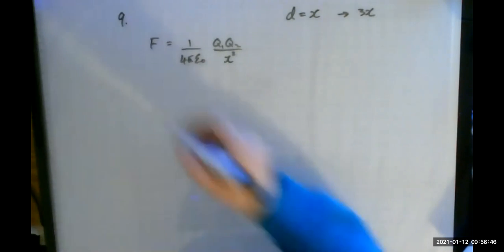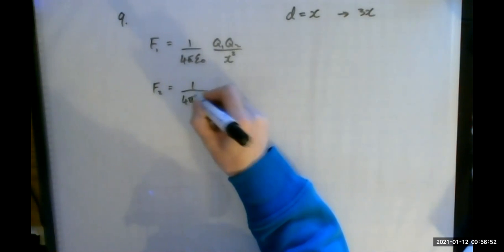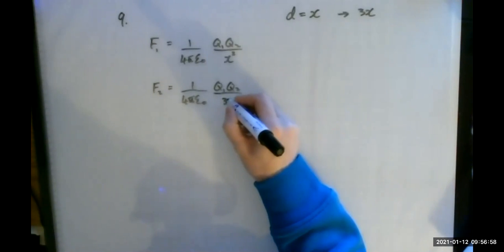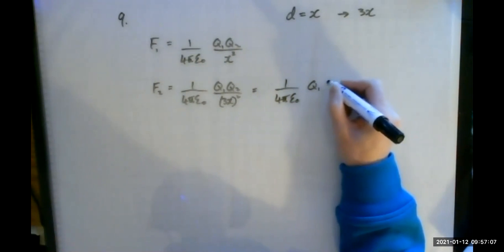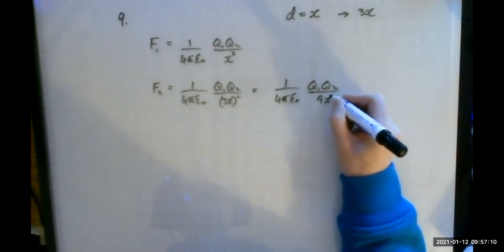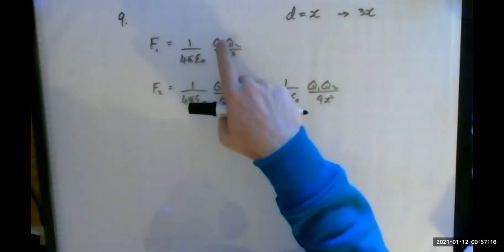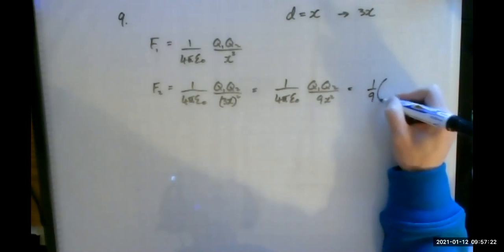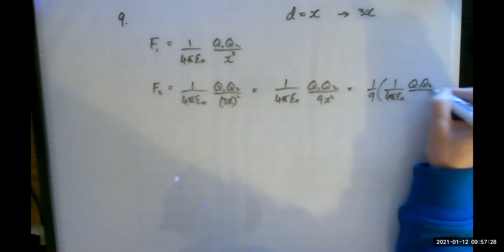Now we find force 1 and then force 2. F2 is given as q1 q2 over 4 pi permittivity E0 times 3x squared, which is q1 q2 over 4 pi E0 times 9x squared. Since the 9 is a constant, we can take it out in a bracket: F2 equals one ninth of q1 q2 over 4 pi E0 x squared.